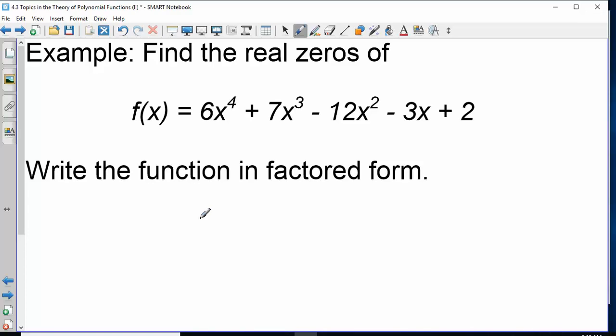So where do we start? P's and Q's. How do you find your P values? Okay. Q. Plus 6. So we need to do 2, 3, 1, 6. And you can list those in any order.